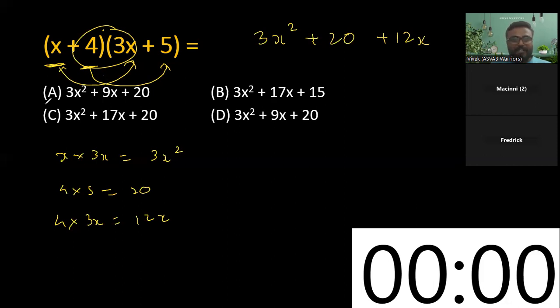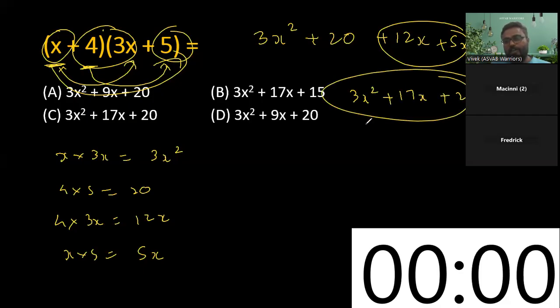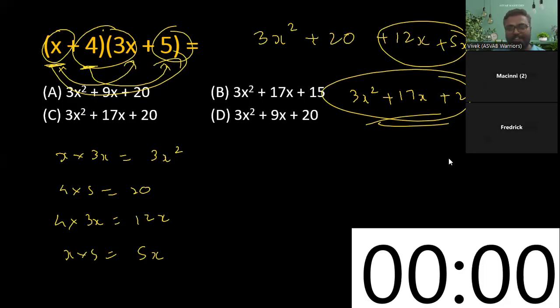Yeah, so now, I took the last terms first. So let's do the outer terms now. That is x times 5, which is nothing but 5x. So 12x plus 5x would be nothing but 17x. So it's 3x square plus 17x plus 20. That will be your answer.